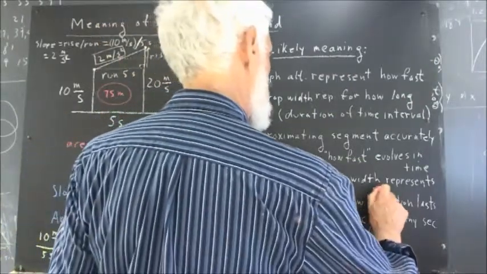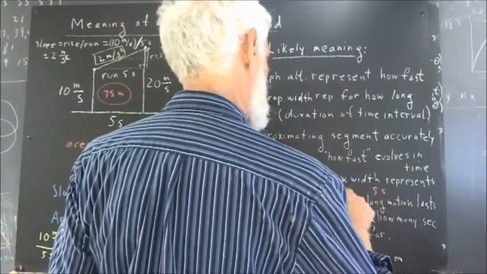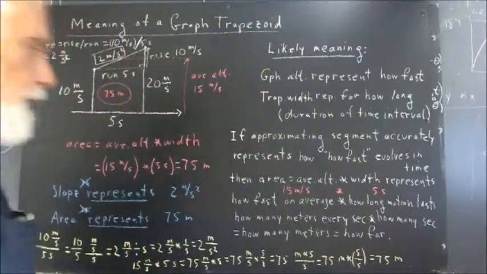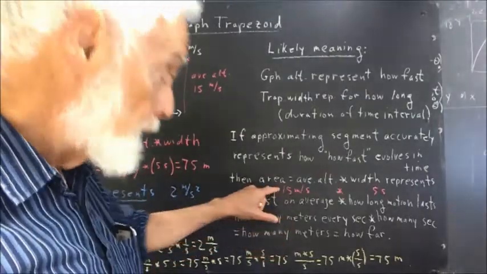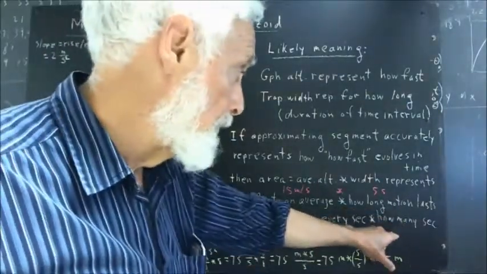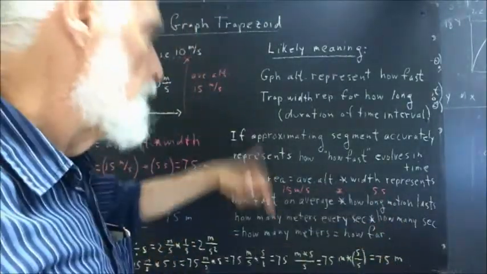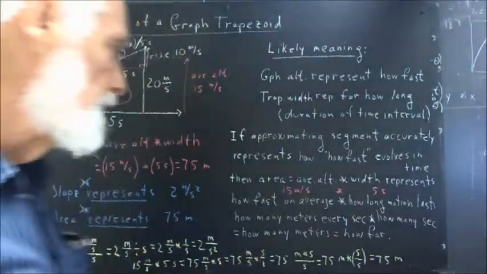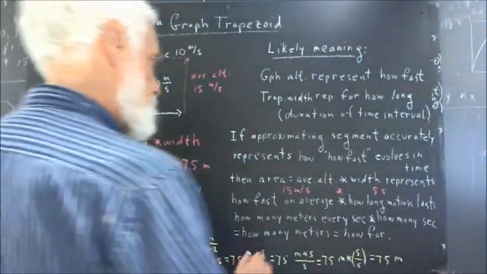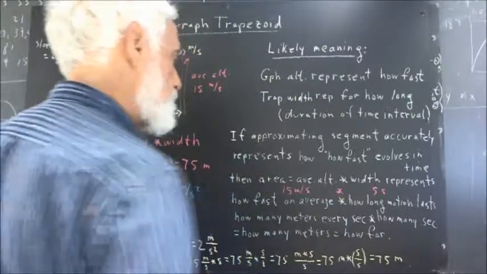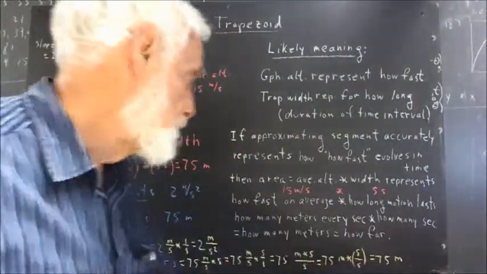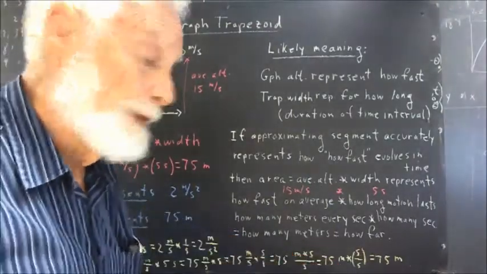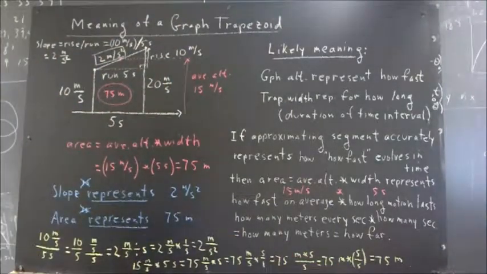And this would be 5 seconds. So when we multiply these, this tells us how many meters every second, which is 15, multiplied by how many seconds, which is 5, which tells us that that's going to be 75 meters. So this result will end up as 75 meters. And that's, of course, consistent with how the calculation turns out. Now, what about the slope?